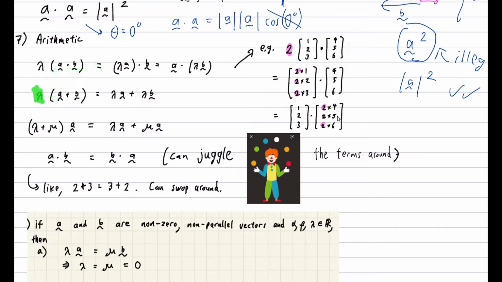Okay, then how about the lambda? If you got a bracket around the sum of two vectors, you can distribute. You know distribution, no? Then here, same thing. You got two scalars but one vector. You can also distribute.